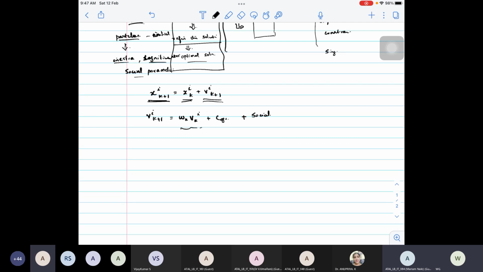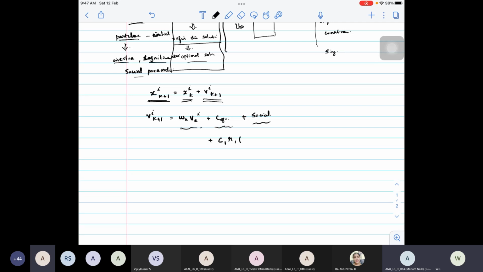This first term you call the inertia. You have a cognitive term and you have a social term, right? The cognitive term is made up of some parameters, the cognitive and social parameters, C1 and R1, so C1 and C2. C1 into R1, where R1 is some random number.